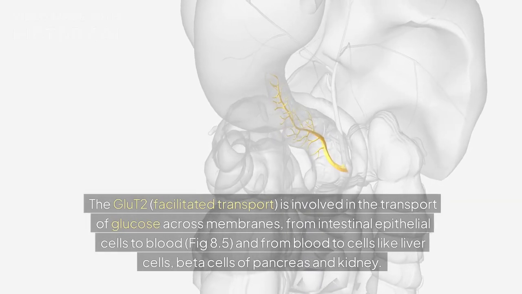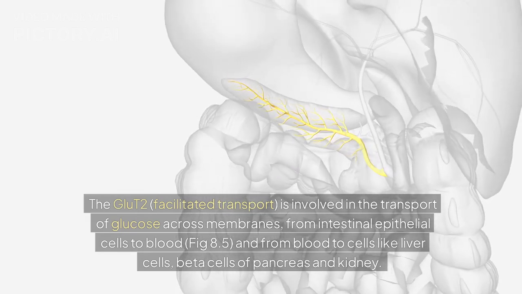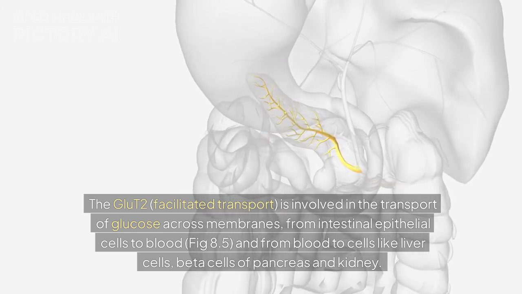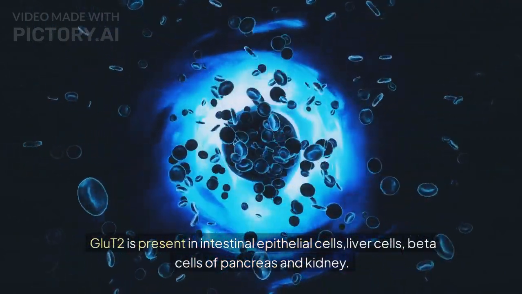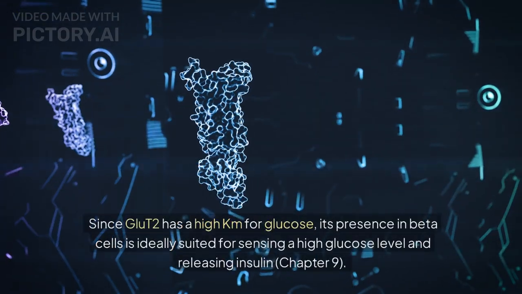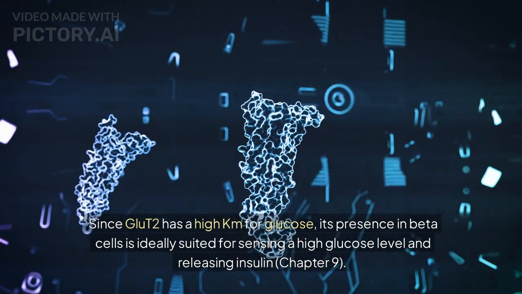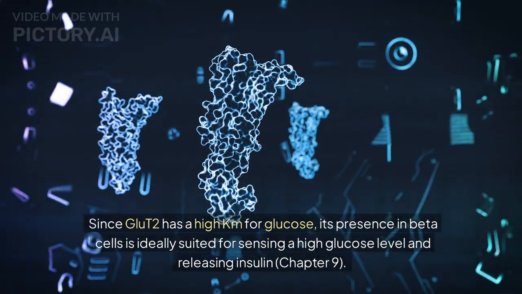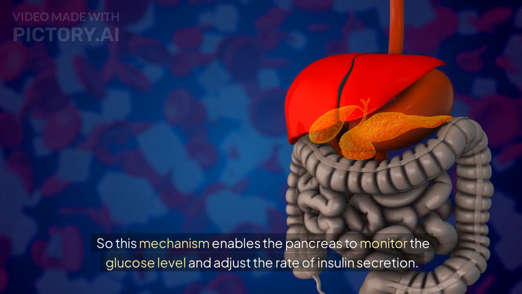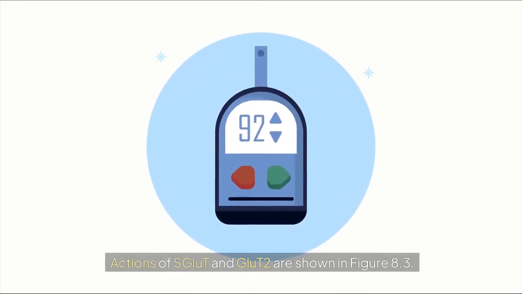The GLUT2, facilitated transport, is involved in the transport of glucose across membranes, from intestinal epithelial cells to blood, Fig. 8.5, and from blood to cells like liver cells, beta cells of pancreas and kidney. GLUT2 is present in intestinal epithelial cells, liver cells, beta cells of pancreas and kidney. Since GLUT2 has a high Km for glucose, its presence in beta cells is ideally suited for sensing a high glucose level and releasing insulin, Chapter 9. So this mechanism enables the pancreas to monitor the glucose level and adjust the rate of insulin secretion. Actions of SGLT and GLUT2 are shown in Figure 8.3.